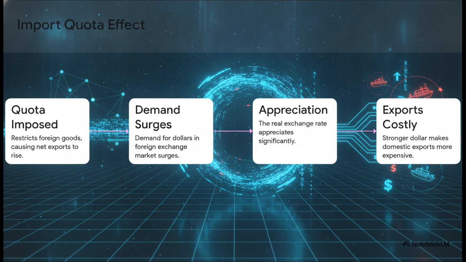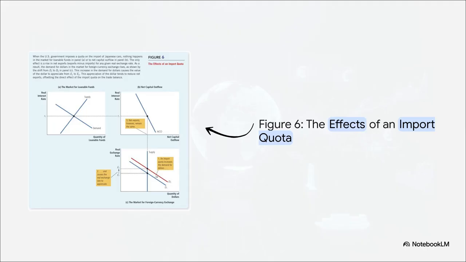And here's the wild part. Keep in mind, absolutely none of this altered national saving or the loanable funds market. NCO didn't budge. If you map out the mechanics of an import quota across these markets, you'll see the market for loanable funds is totally untouched. Net capital outflow remains exactly the same. But over in the foreign exchange market, the demand for dollars shifts way out, driving the exchange rate higher.